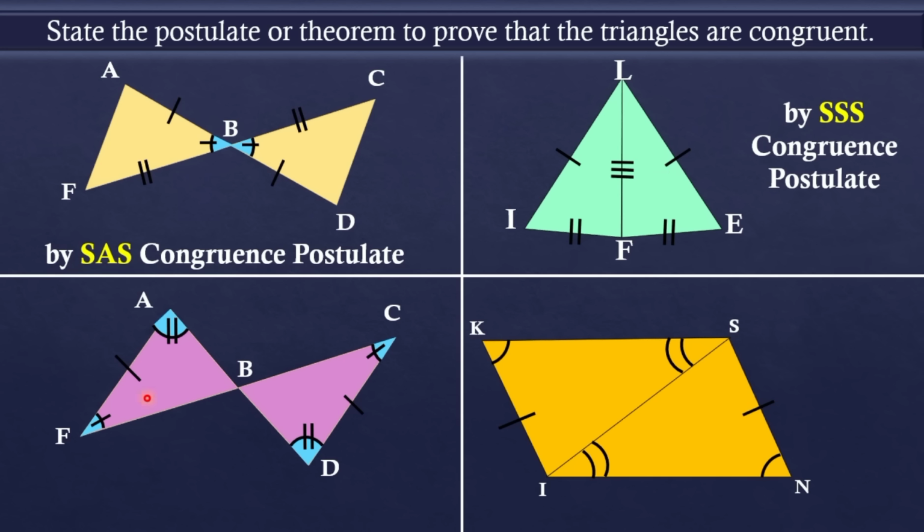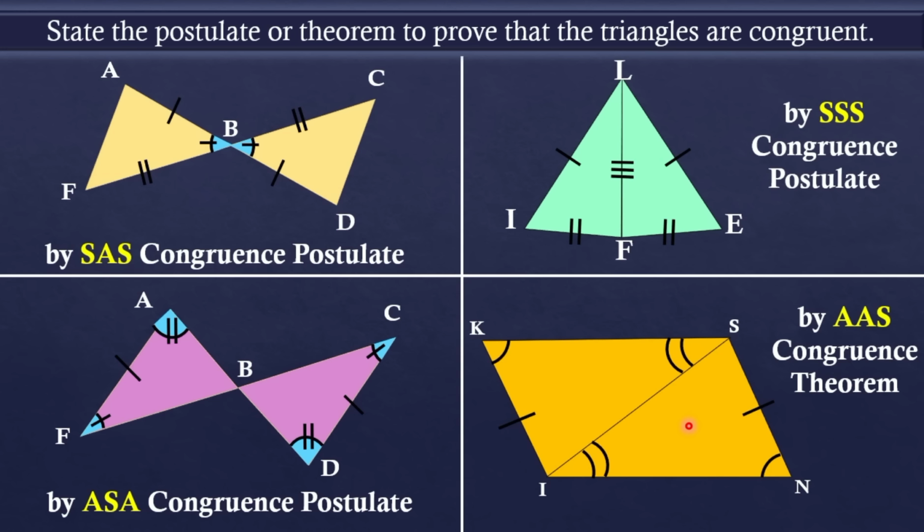And then this one, we have two angles that are congruent to the two angles of another triangle, and of course the included side. So this is by ASA congruence postulate. And then we also have here the two angles that are congruent to the two angles of another triangle and a non-included side. Pag sinabing non-included, wala siya dun sa in between o pagitan nung dalawang angles mo, na kung saan congruent sa non-included side din po ng isang triangle. So these two triangles are congruent by AAS congruence theorem.